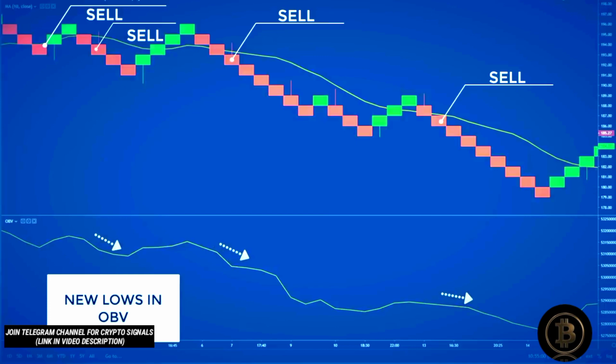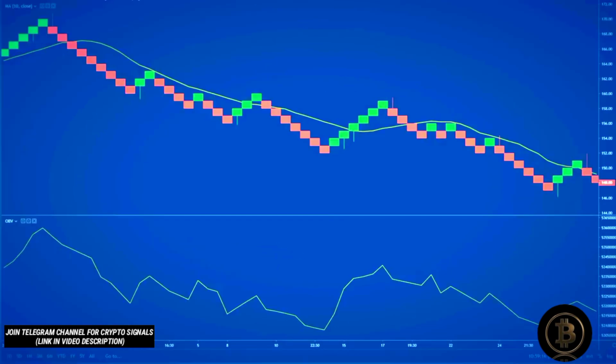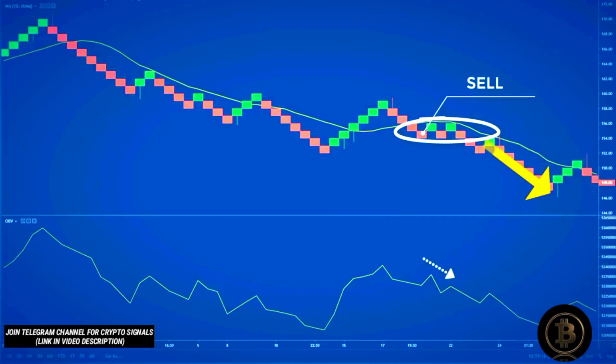And in this example, we had 3 entries. The first entry here came with some risk, because the slope of the simple moving average was pointing upward. The second entry was here, with the perfect setup from the simple moving average and the OBV, and the third one here, also riskier, because the simple moving average was flat. The price consolidated for a few days below the simple moving average, before it finally continued its downward direction.